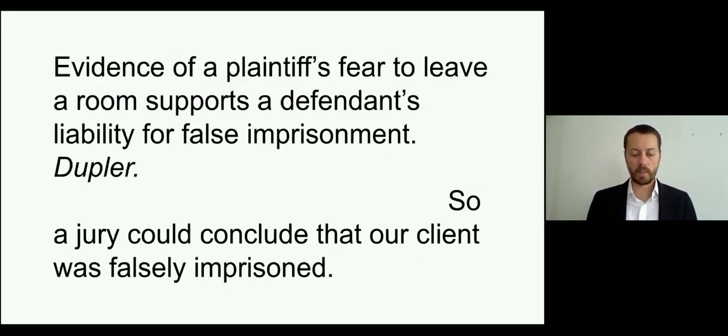Let's look at another example. Here, I've omitted the minor premise, so we have a major premise leading directly to a conclusion. Evidence of a plaintiff's fear to leave a room supports a defendant's liability for false imprisonment. So a jury could conclude that our client was falsely imprisoned. We can infer the missing fact, and it's common for students to think that we can infer that.